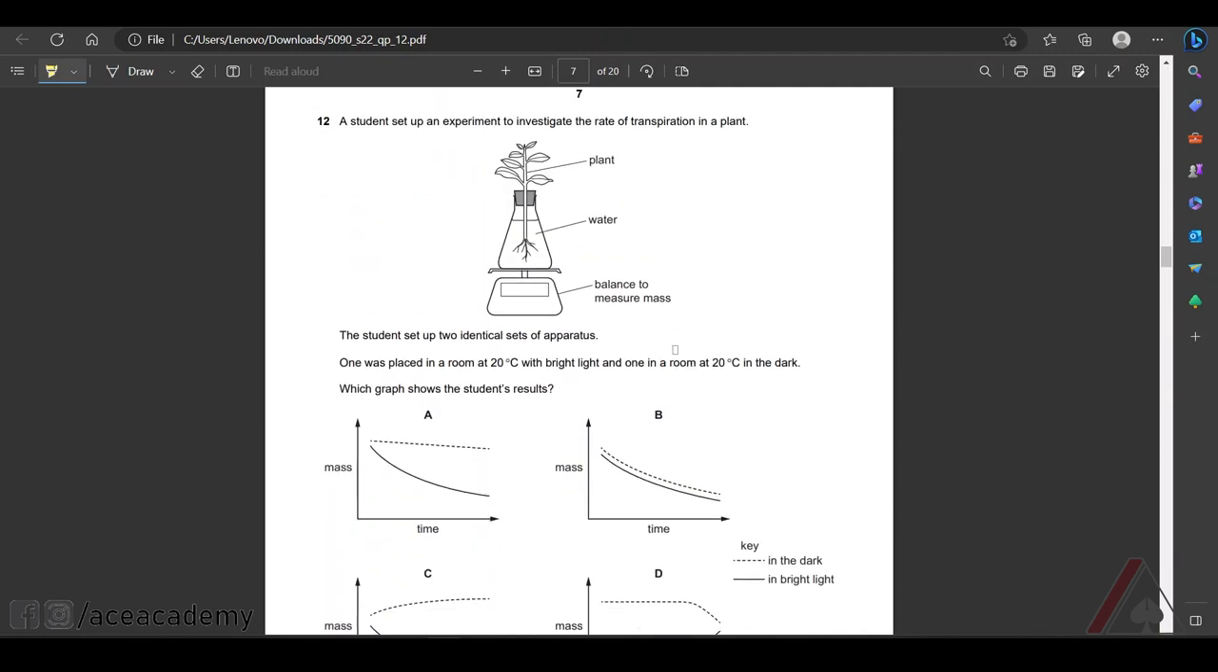Number 12 says, a student set up an experiment to investigate the rate of transpiration in a plant. The student set up two identical sets of apparatus. One was placed in a room at 20 degrees Celsius with bright light, and one in a room at 20 degrees Celsius in the dark. Which graph shows the best result? Let us look at the graphs.